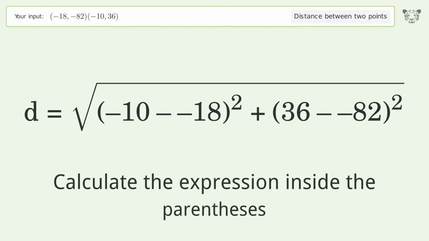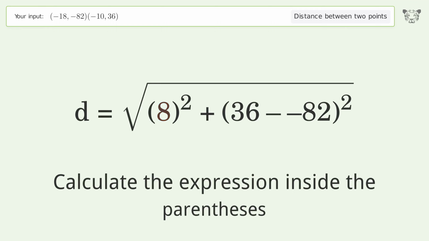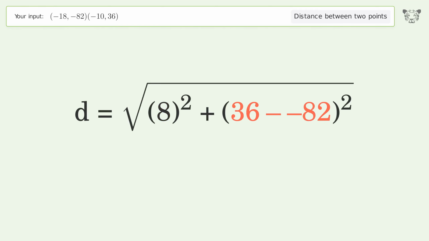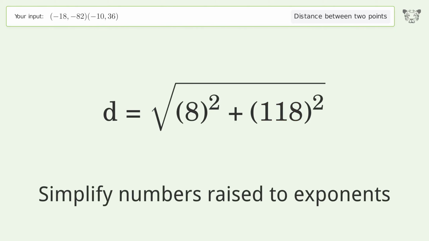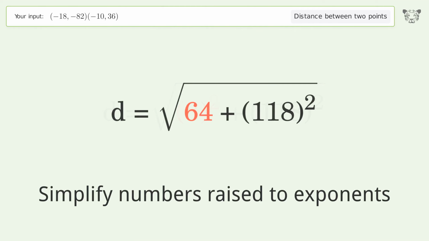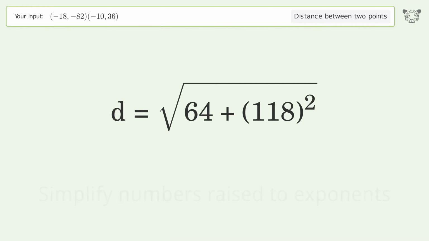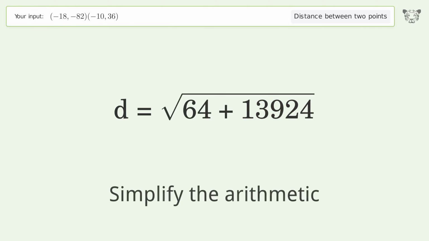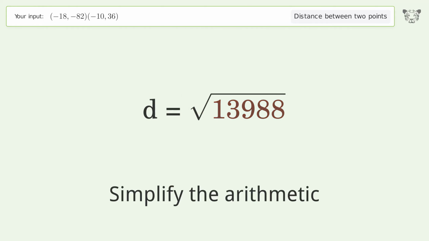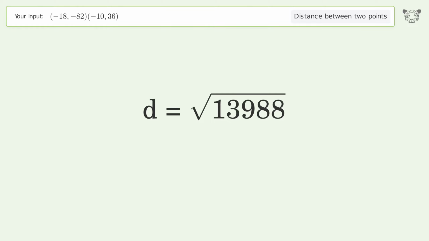Calculate the expression inside the parentheses. Simplify numbers raised to exponents. Simplify the arithmetic. And so the distance between the 2 points is the square root of 13,988, or 118.271.